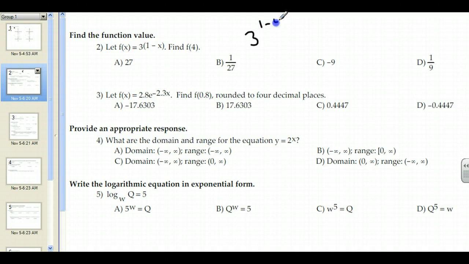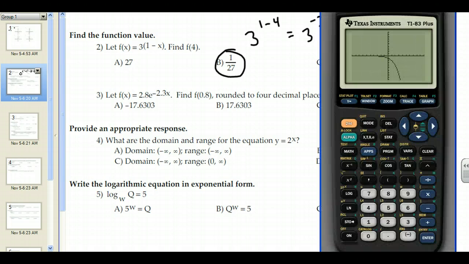So 3 to the 1 minus 4 equals 3 to the -3. Now this is not multiplication, so it's not 9. It's 1 over 3 to the +3, which is 1 over 27. And that's answer B. Again, use your calculator to help you. So this is 3 raised to the parentheses 1 minus 4. Hit enter, and then after you do that, hit math 1 to change it to a fraction. And then there's your answer.